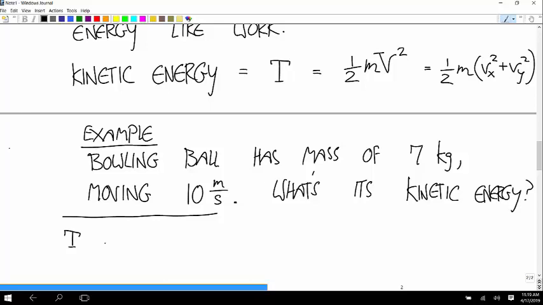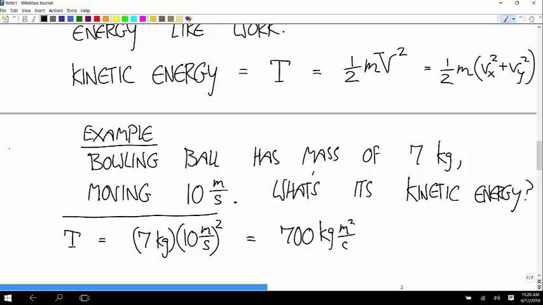The kinetic energy is equal to 7 kilograms times 10 meters per second squared. So that's 700 kilogram meters squared per second squared, and that's 700 joules.